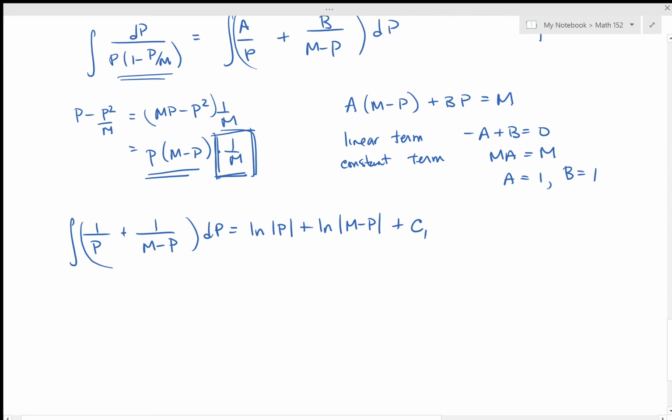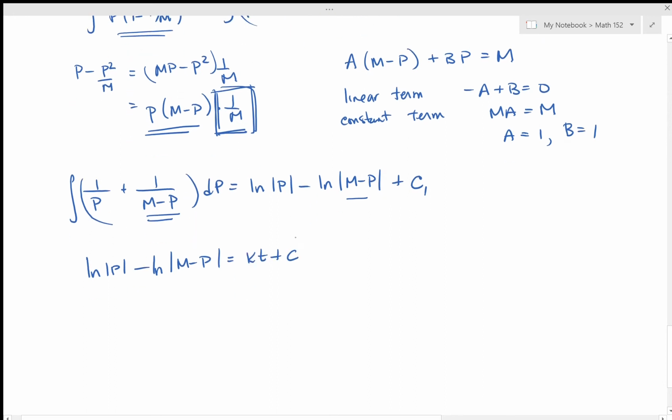So now what I'm saying is that the log of the absolute value of p plus the log of the absolute value... Oh, something is wrong. Hang on. What is the integral here? If I take the derivative of this, I get a minus sign. Folks, there should be a minus sign here. Sorry about that. Okay, so let's fix that here too: minus the log of the absolute value of m minus p, and that's equal to kt plus c. This constant encapsulates all the constants of integration from both sides.